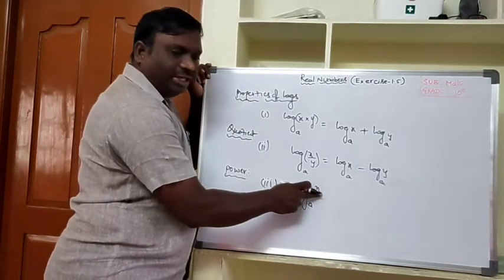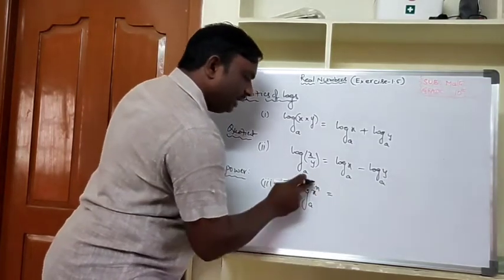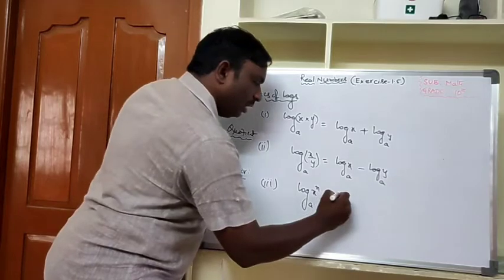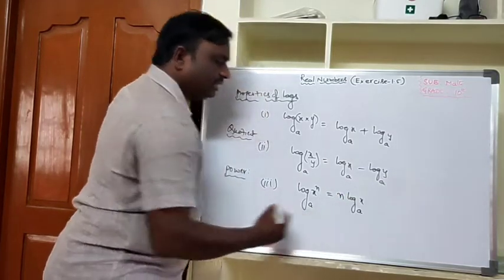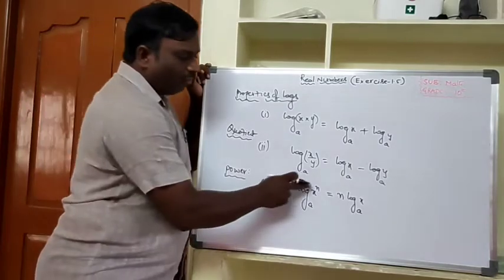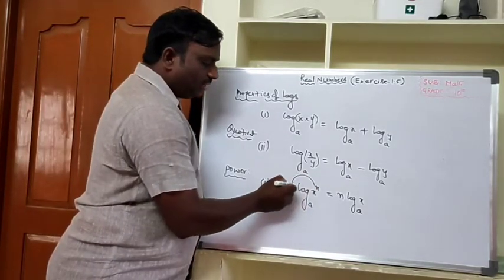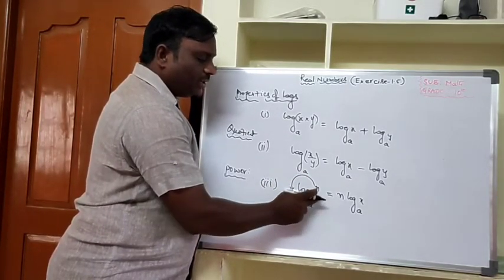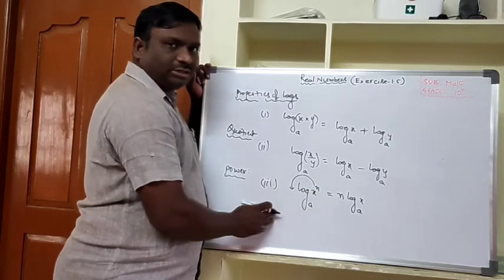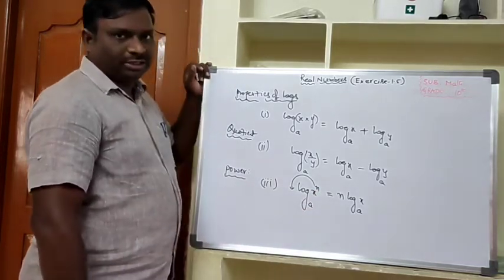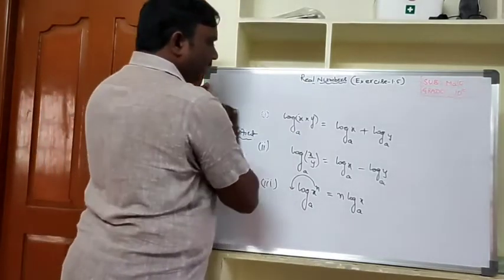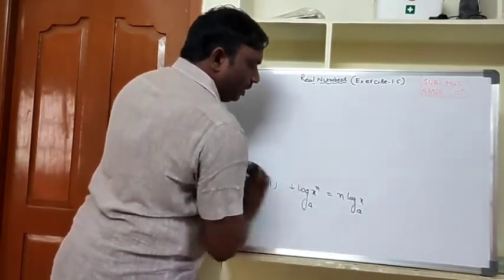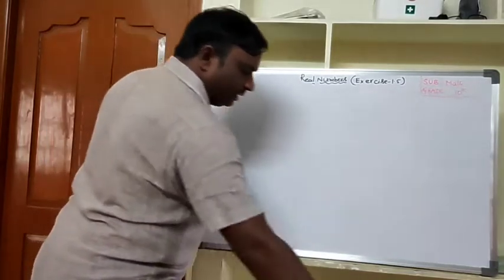So if there is a power on the log value, we have to multiply this power with the log, that is n into log x base A. When the power rule applies, this n will come in front and multiply the total log value with the base. This is the power rule, and these are very, very important rules to do the fifth exercise.